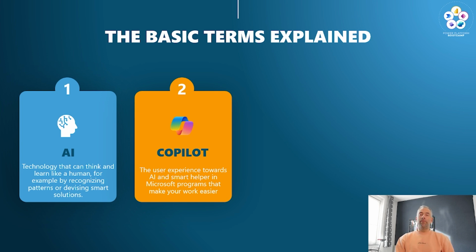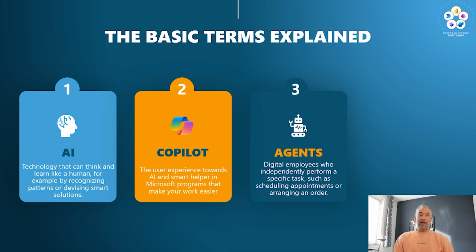Copilot is the user experience created by Microsoft towards AI, to work smarter and boost your productivity in the different Microsoft software. Then we have agents. Agents are typically digital employees which can independently perform specific tasks, like sending an email, scheduling appointments, creating a lead in your CRM system, stuff like that.